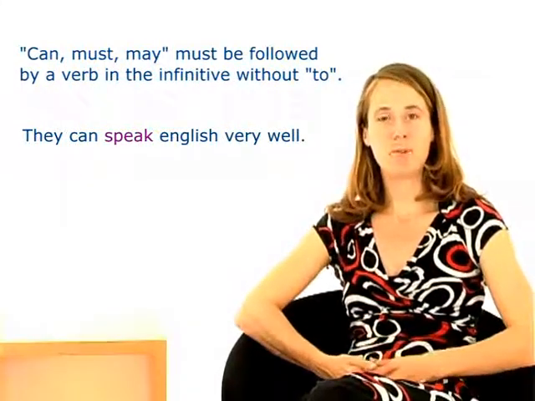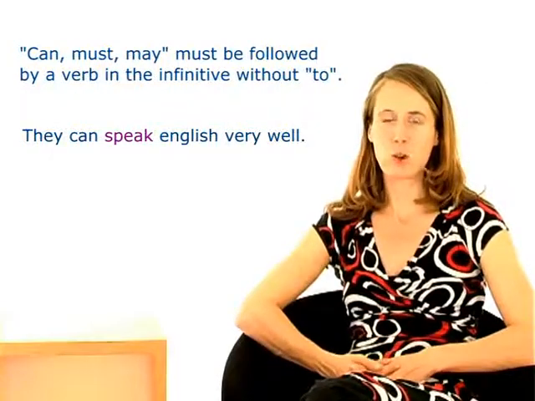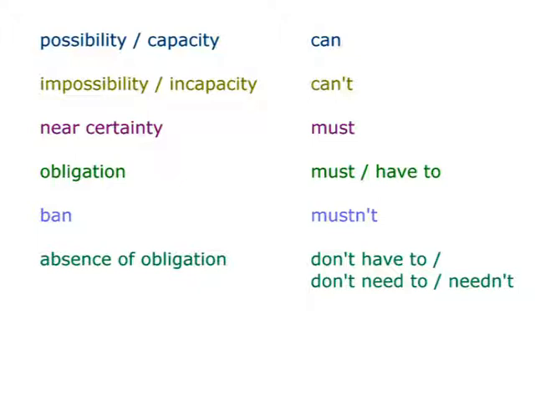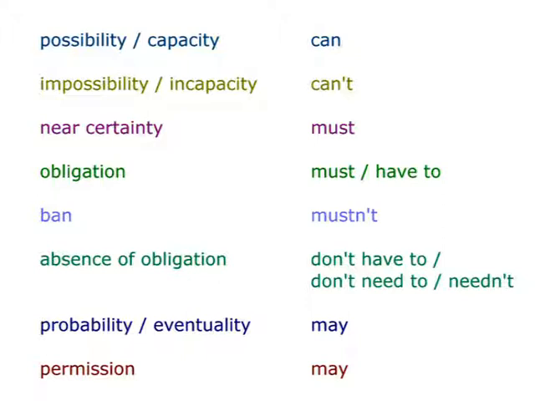Now, what do those modals mean in the present tense? Let's take a look at the grid to understand. Possibility and capacity, can. Impossibility, incapacity, can't. Near certainty, must. Obligation, must or have to. Ban, mustn't. Absence of obligation, don't have to, don't need to, needn't. Probability or eventuality, may. Permission, may.